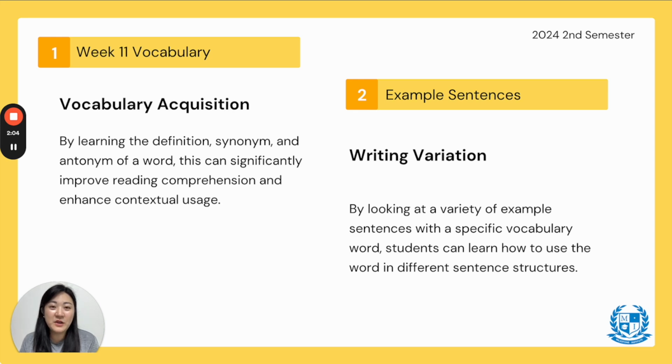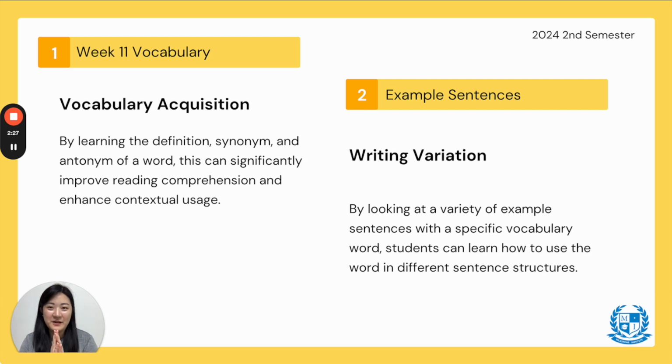Second, we'll be going over extra example sentences, and this is to help with your writing variation. By looking at a variety of different example sentences with one specific vocabulary word, students can learn how to use the word in different sentence structures and make your writing more interesting.